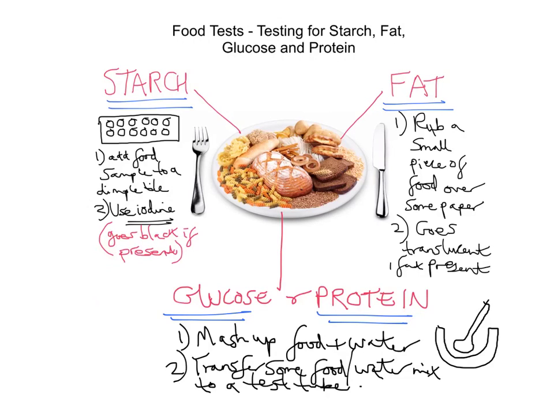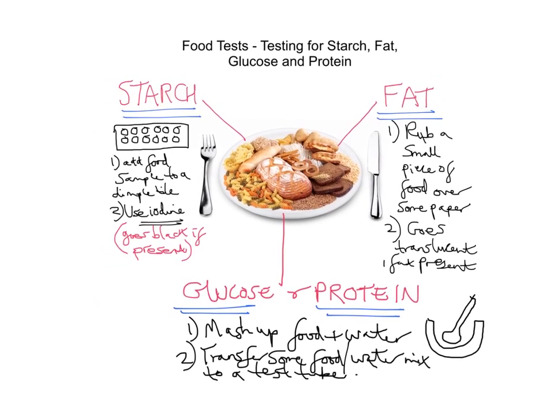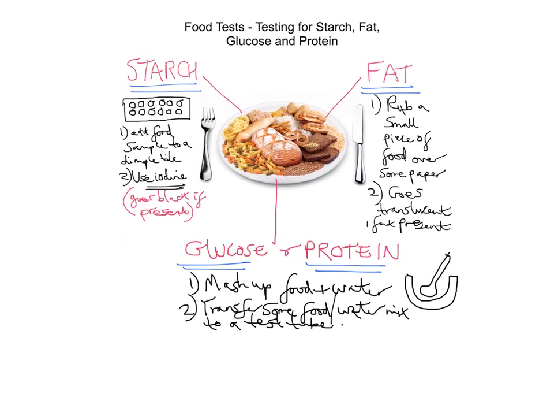Now this is where it becomes a bit different. For glucose, so we shrink this down just ever so slightly more. For the glucose, what we then do is add 10 drops of something called Benedict's solution. So we need to add roughly 10 drops of what's called Benedict's.